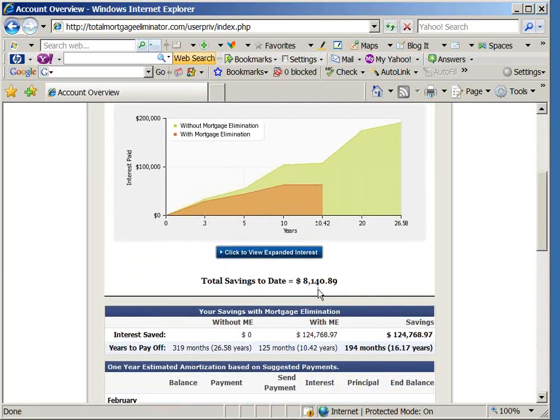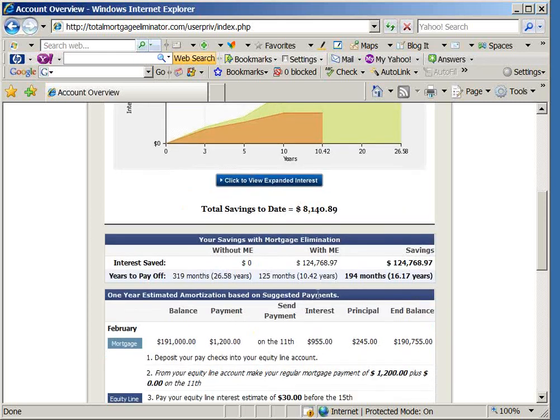Now Tom, so far, after 1 month, has saved $8,140 compared to paying his loan as agreed over a 30-year period of time. He still has additional savings of $124,768 that he can still achieve by continuing to follow the program and our guidelines. And he will pay off the mortgage in 10.42 years.